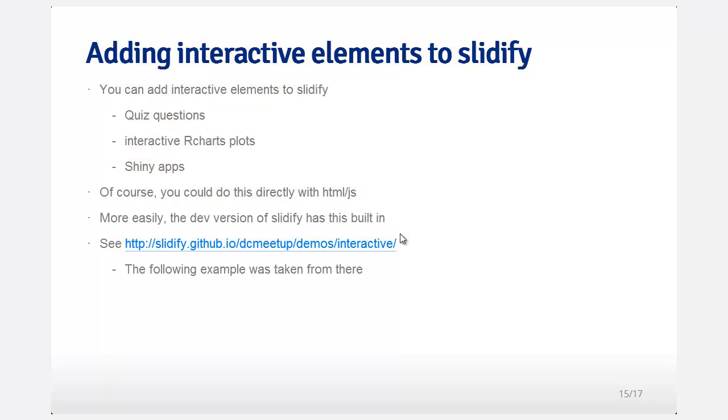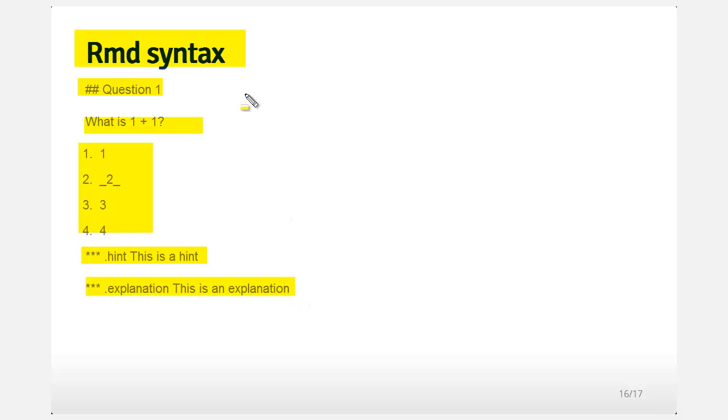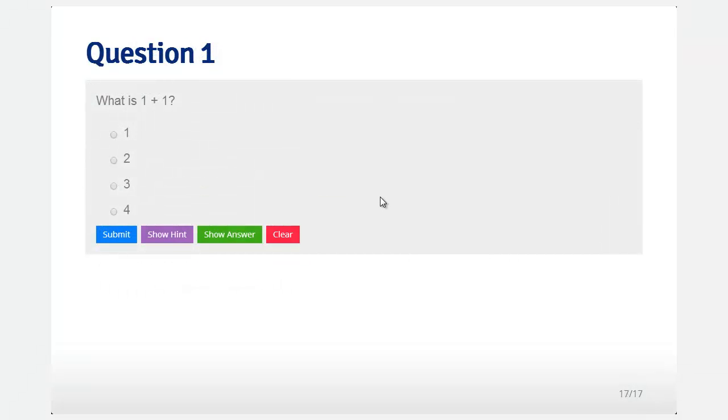So we'll do one. So here's the R Markdown syntax, right? I would just write question 1, what's 1 plus 1? I would say, here's my set of answers, and I put the underscores around 2 here because that's the correct answer. I put a hint of this form, and I put an explanation of this form, and that's the slide syntax that I would use. And then it looks like this when it comes up.